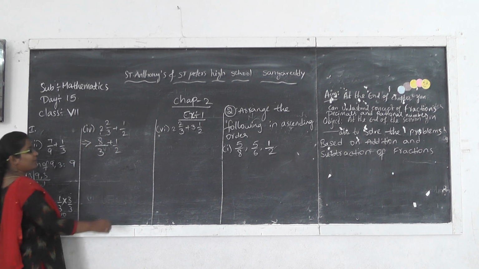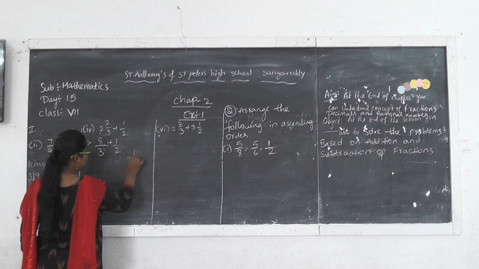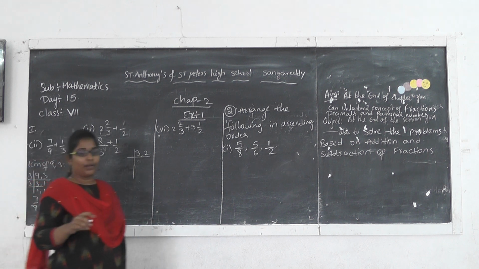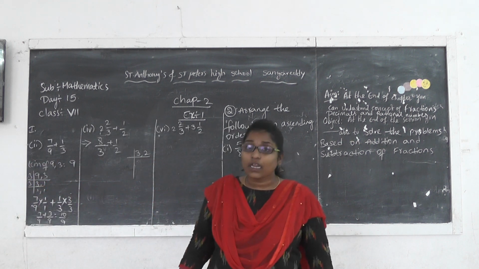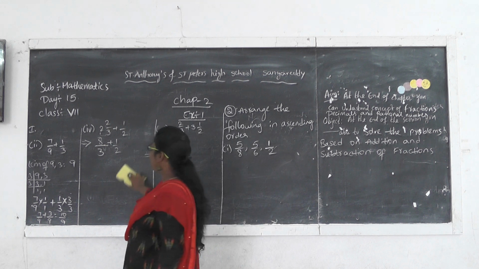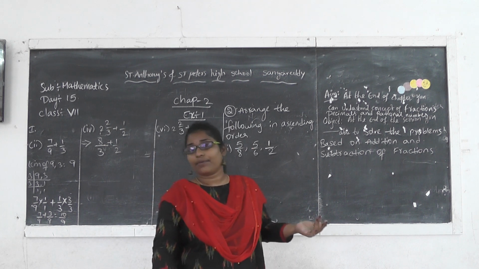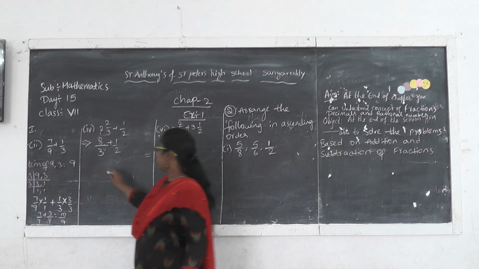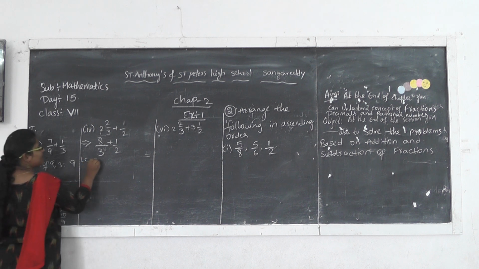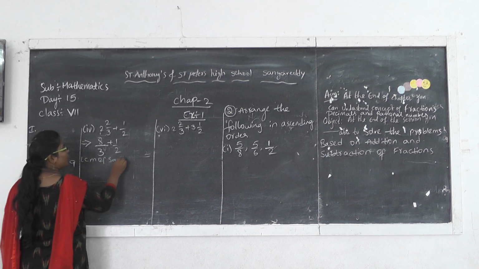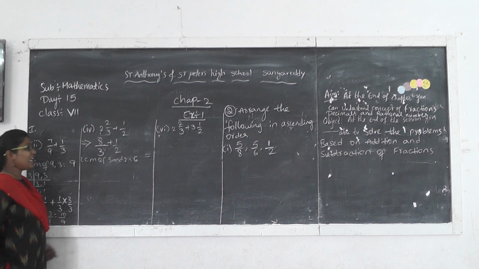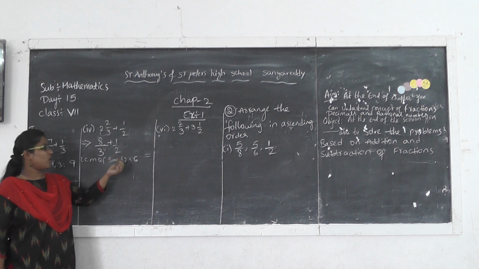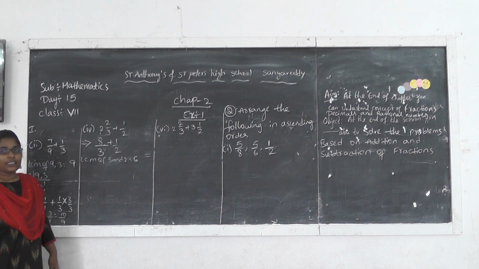Now what do we have to do? We have to take the LCM of 3 and 2. See, 3 and 2 are both co-prime numbers, which means there is no common factor between them. So instead of finding the LCM directly, it will be the product of the two numbers. What is the product? 6. So the LCM of 3 and 2 will be 6. Are you able to understand? If there is no common factor, we just multiply both denominators. 3 2s are 6. That will be the LCM of the denominators.